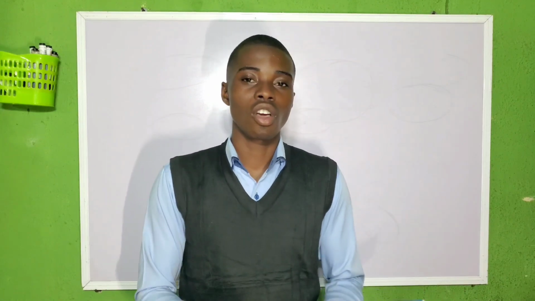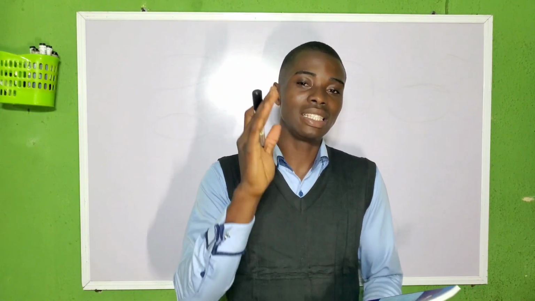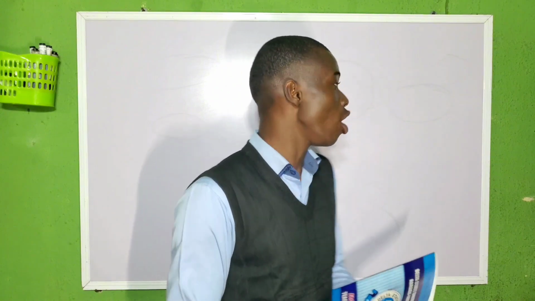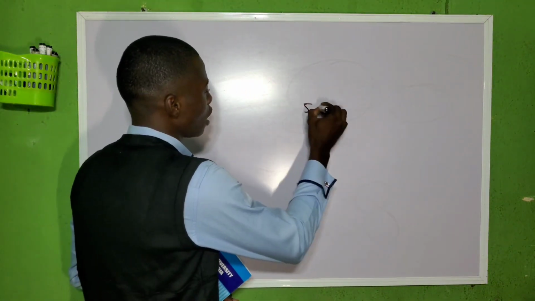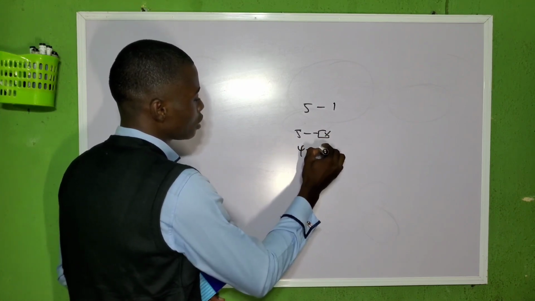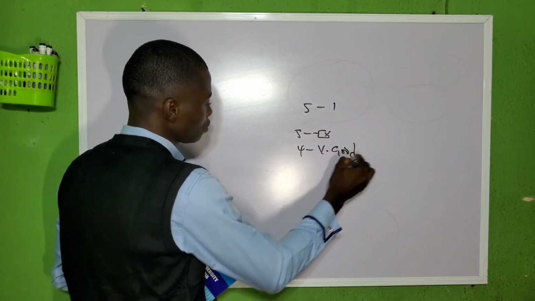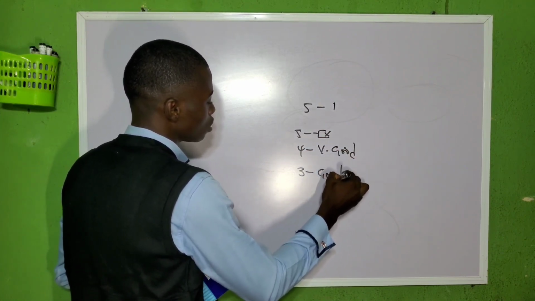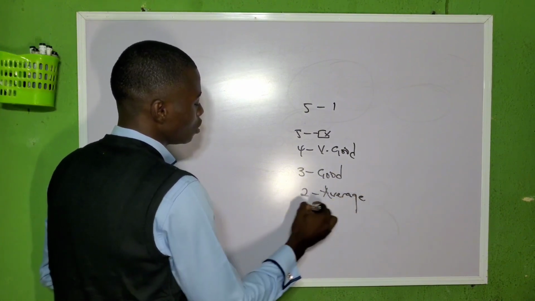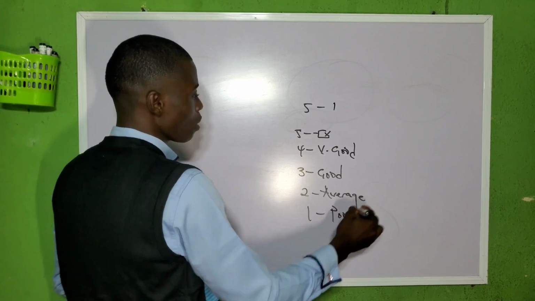Let's get started. On the day of your supervision, your supervisor will be coming to look at 10 criteria that must be met on that very day. 10 criteria, and all of them are rated from 5 to 1. 5 is excellent, you already know that. Then 4 is very good. 3 is good. 2 is average. And then 1 is poor.